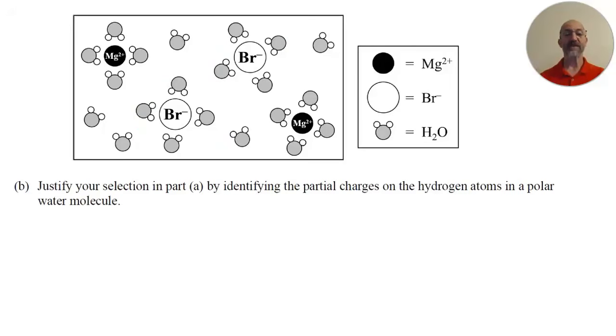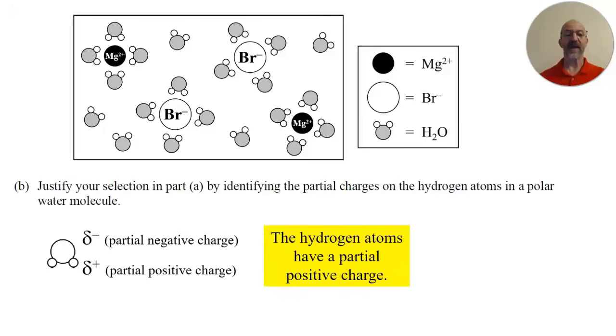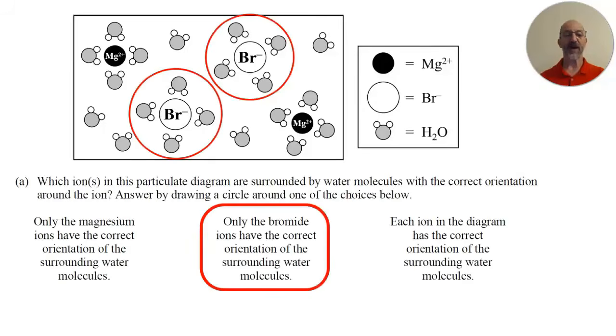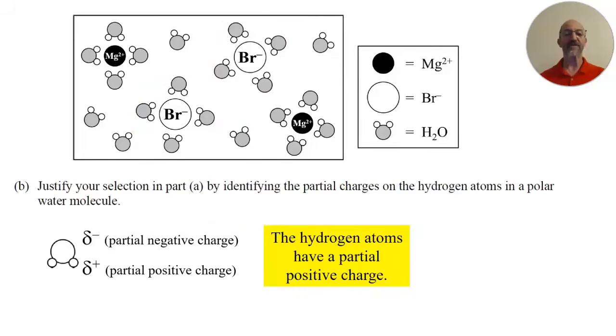So again, based on differences in electronegativity between hydrogen and oxygen, the partial negative charge is on the oxygen atom, and the hydrogen atoms in the water molecule have a partial positive charge. So the answer to part A of question 5 is that only the bromide ions have the correct orientation of the surrounding water molecules, and the justification in part B is that the hydrogen atoms have a partial positive charge.